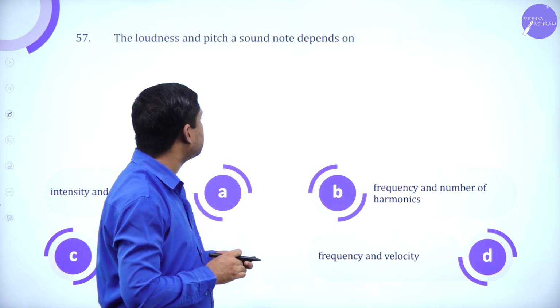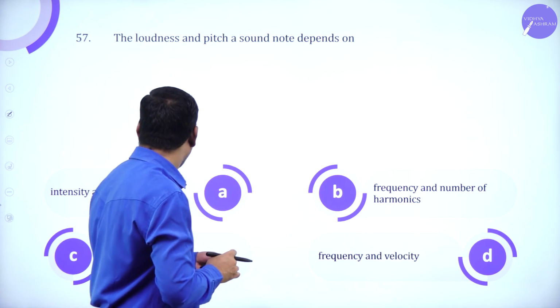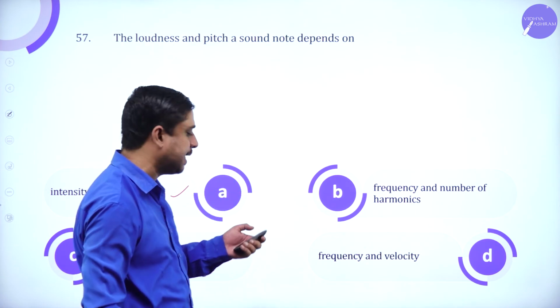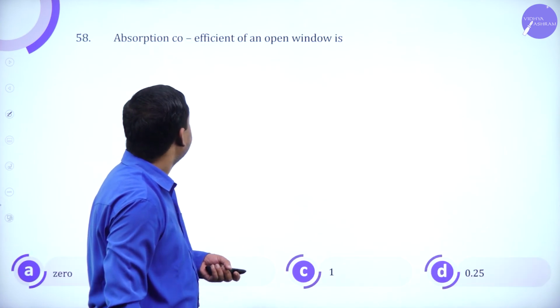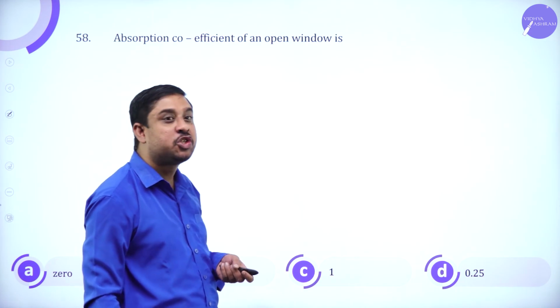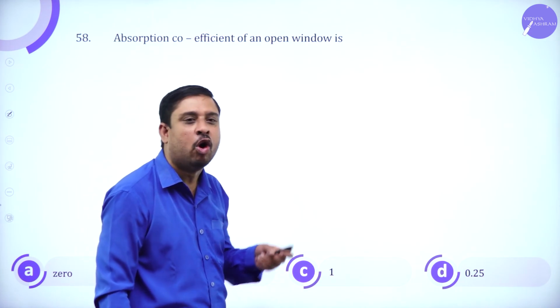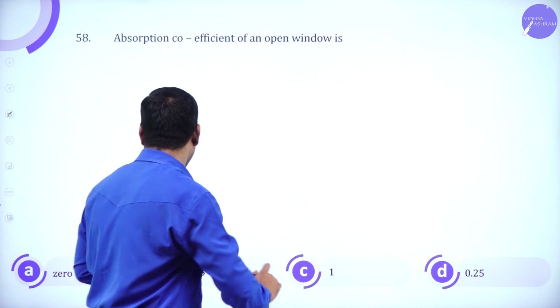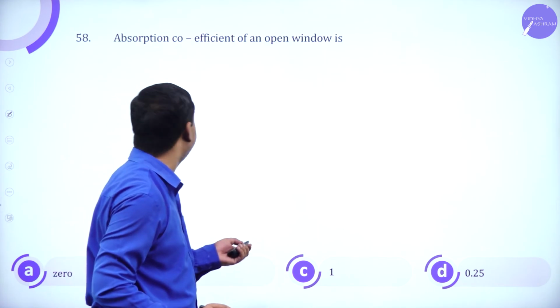Loudness and pitch of a sound depends upon both intensity and frequency. Absorption coefficient for an open window. Acoustics was in the previous syllabus. So there the answer is 0.